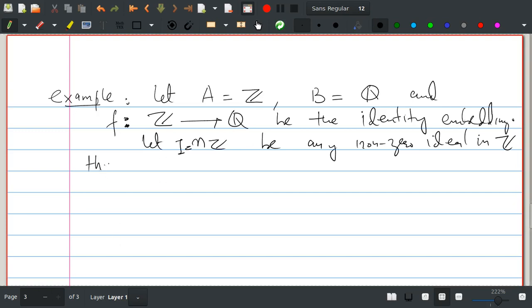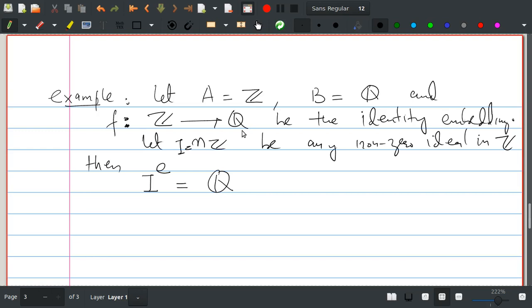So then if we look at the extension of I in Q, that is going to be an ideal in Q, but this extension is also a non-zero ideal because I is a non-zero ideal. So its image in Q is a non-zero ideal, so it must be Q itself, because Q has just two ideals, i.e. the zero ideal and Q itself.